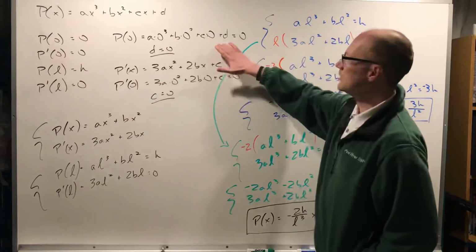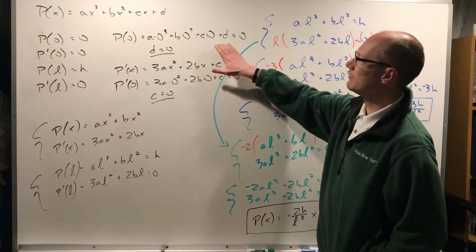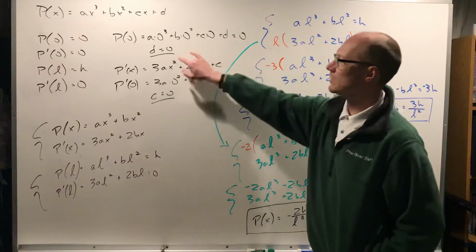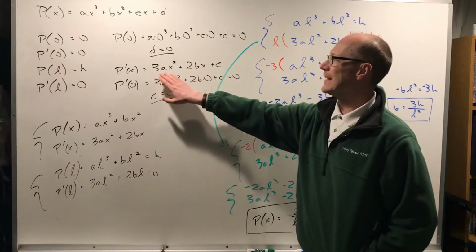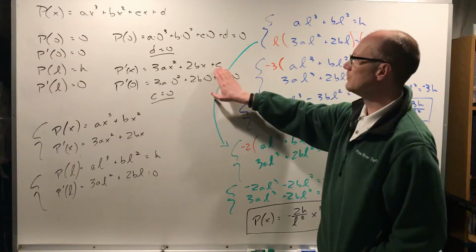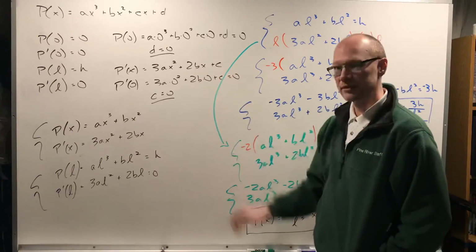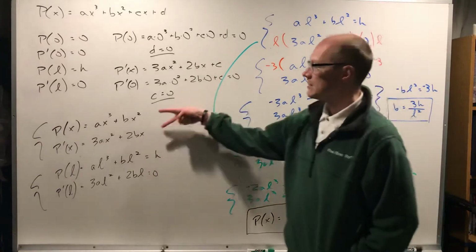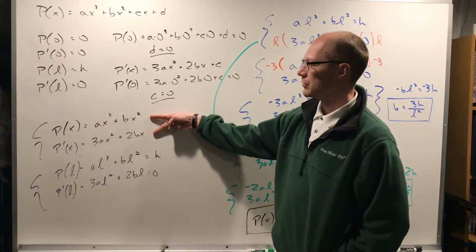So these are pretty easy to do. You put 0 in for x, you find out that d is 0. Put 0 in the first derivative, and you find that c is 0. So c and d are both 0. So that means your original function and first derivative are these right here.